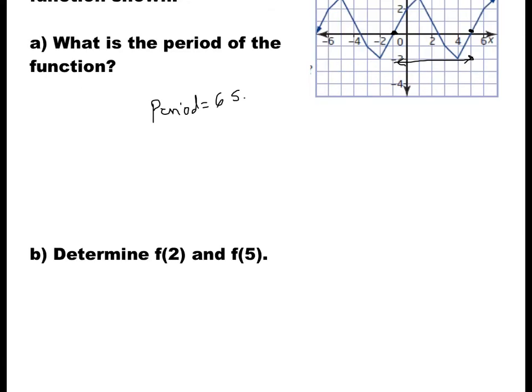The next part of the example asks what is f of 2. From the graph you can see f of 2 is going to be this point. So we can say that f of 2 is going to be equal to 1, and f of 5 is going to be this point, which is going to be equal to 0.